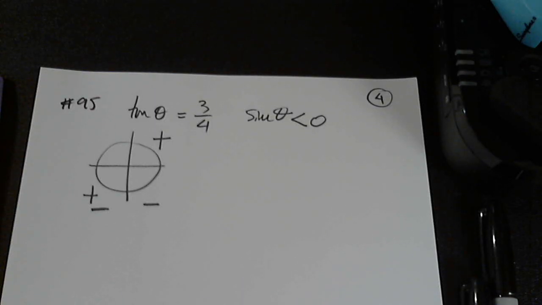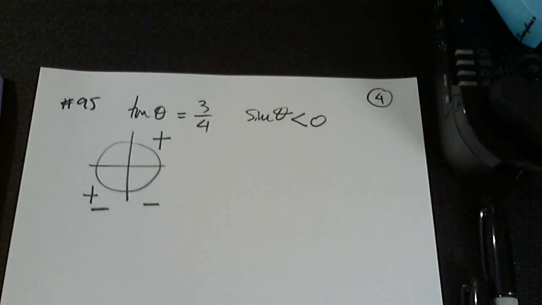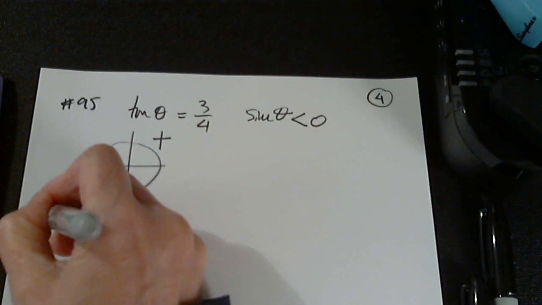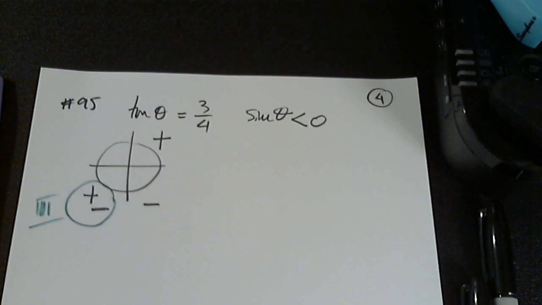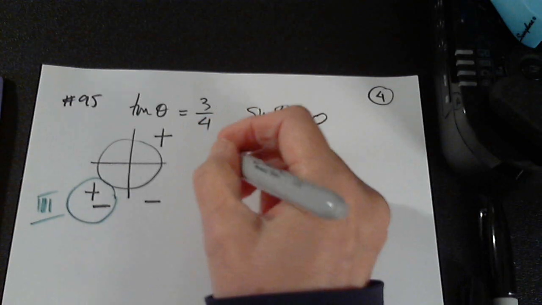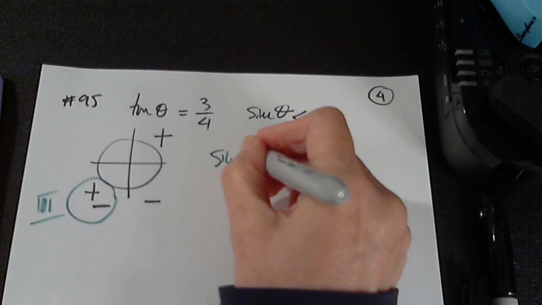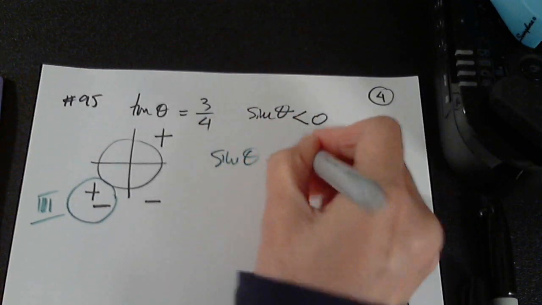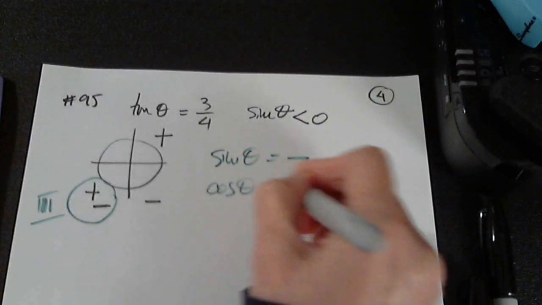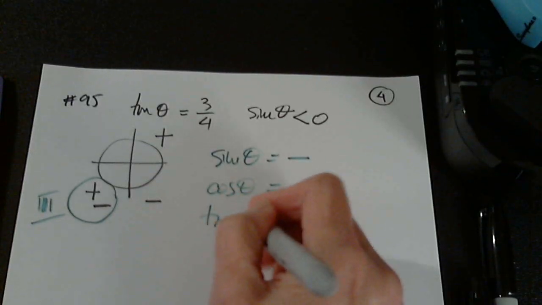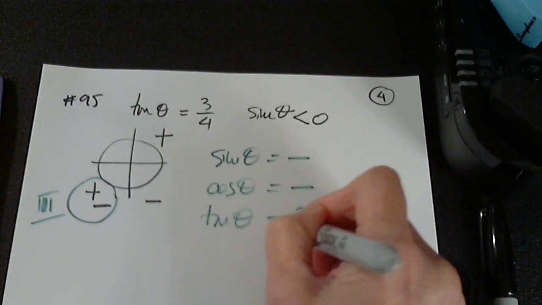So which quadrant is this? Which quadrant? Say it again. Third. That's it, of course, where both conditions are fulfilled. The third quadrant. Excellent. Good. So I have sine, which has to be negative. I have cosine, which has to be negative. I have tangent theta, which is given to us 3/4.